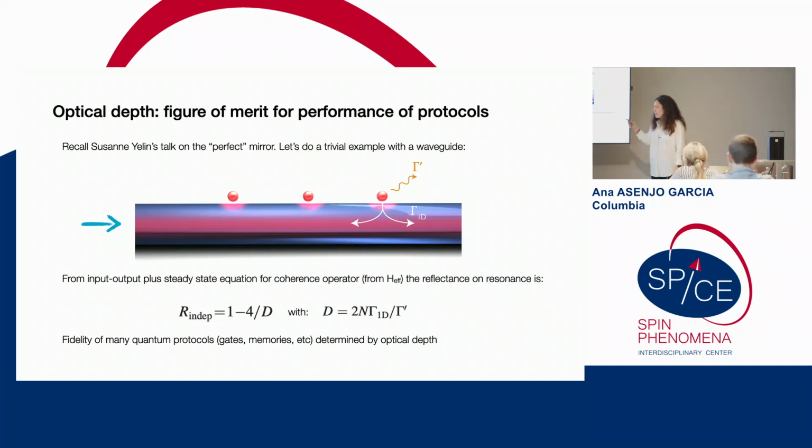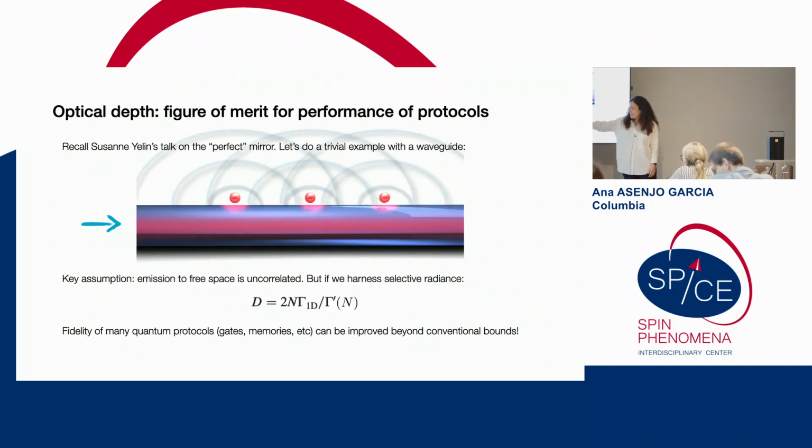Okay, so in what I told you here, there is a huge assumption, which is that the emission into the bad channel, to free space, is a single atom process, is independent. But I just told you that you have dark states. So this means that if you can couple to these selectively radiant states, this gamma prime depends on N, in particular it will be suppressed with N very strongly. And this means that your optical depth can be way more than superlinear with system size, and this would improve the performance of most quantum optics protocols.